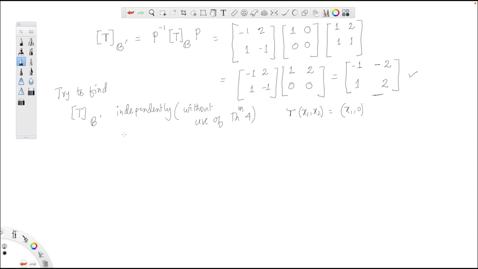Okay. Now, what was epsilon 1 prime? Remember epsilon 1 prime, the basis vector epsilon 1 prime in the basis B prime was 1 comma 1, and epsilon 2 prime was 2 comma 1. Okay. So now when epsilon 1 prime is acted upon by T, one obtains the following ordered pair.